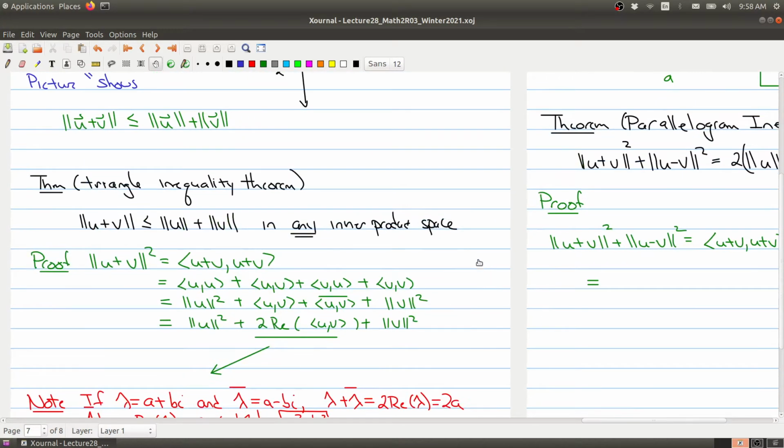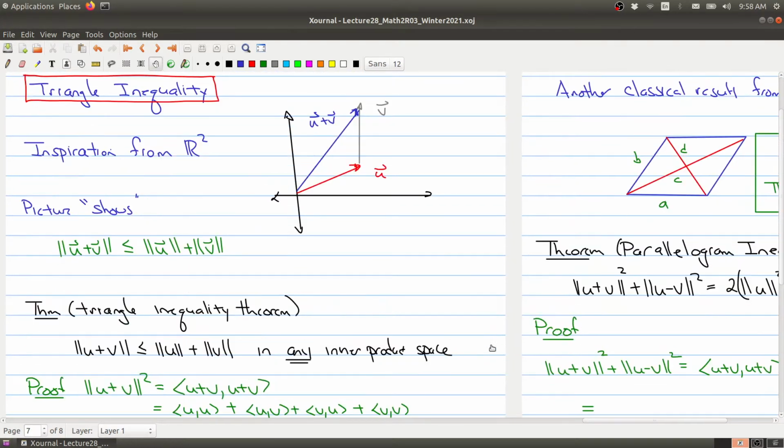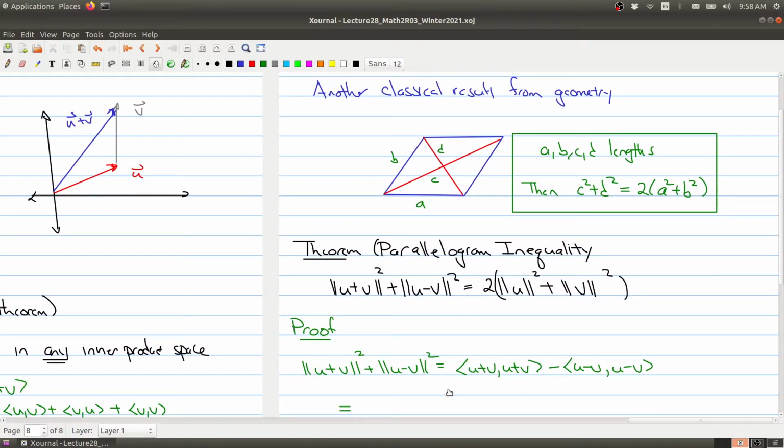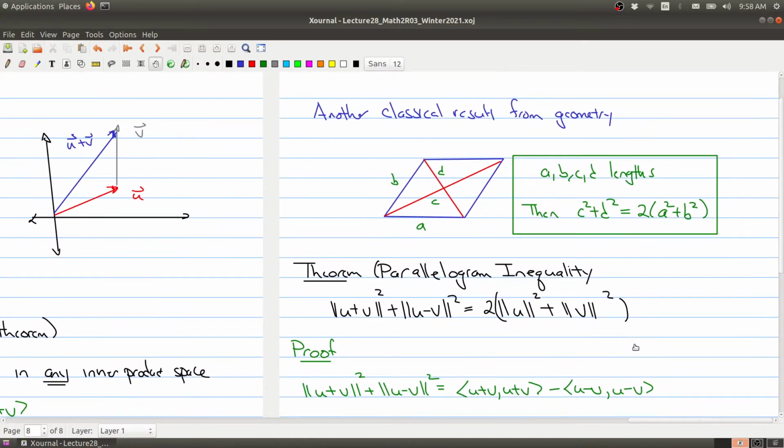Okay, so this is something that holds in any inner product space. And it turns out that a lot of classical results from geometry can be expressed in terms of inner products. We already saw that with the Pythagorean theorem. Here's another example, a classical result from geometry.